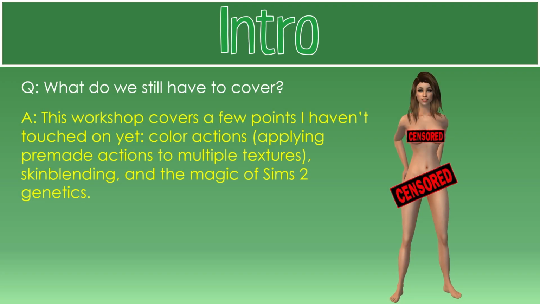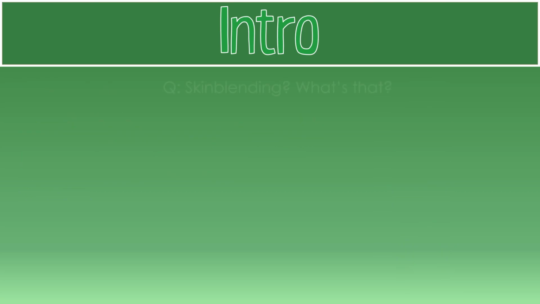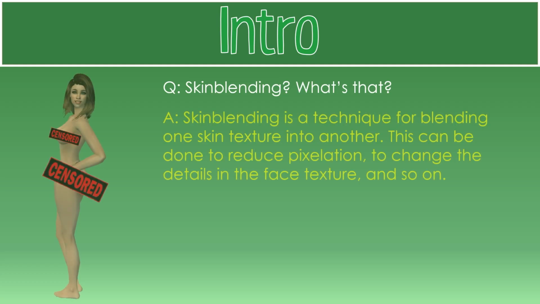Color actions, which is applying a pre-made set of instructions to your textures, skin blending, and the magic of Sims 2 genetics. Skin blending, what's that? Skin blending is a technique for blending one skin texture into another. This can be done to reduce pixelation, to transfer details from one skin to another skin. There are many reasons why you would want to do that, and there are a few basic techniques for doing that.